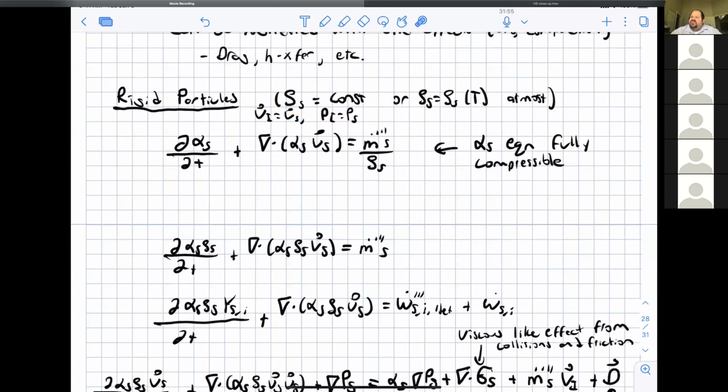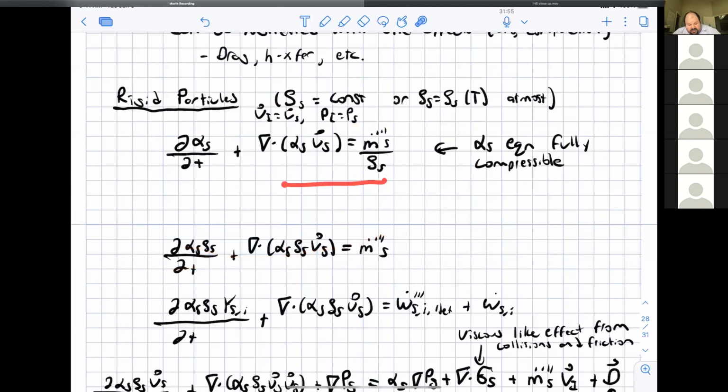And so if the material density of the particles is constant, then if you work with conservation of mass down here, and you assume that the density is constant, you can basically factor out that constant density, and then I can divide both sides by that, and your volume fraction equation basically becomes this, and that is also conservation of mass too.